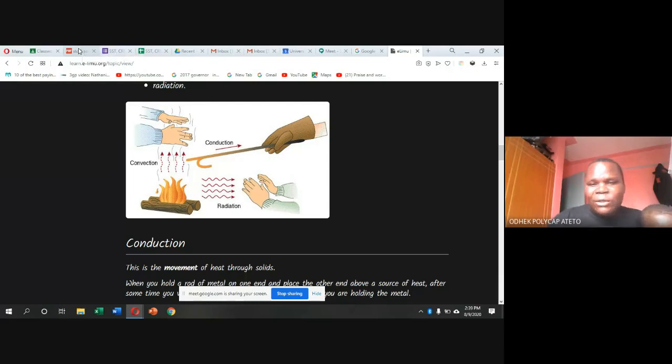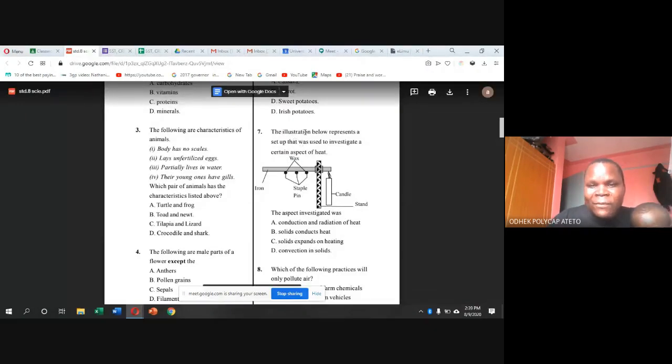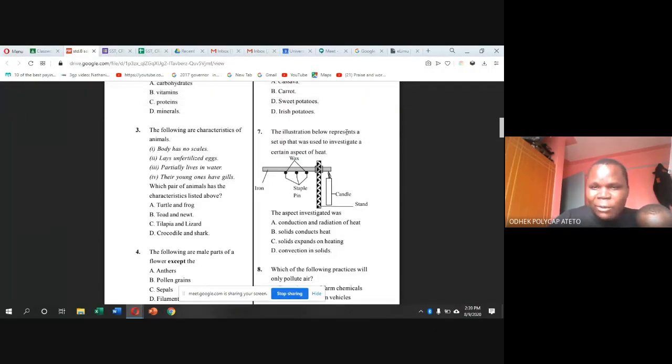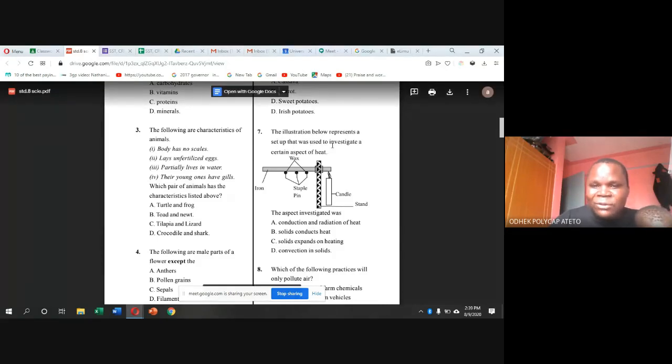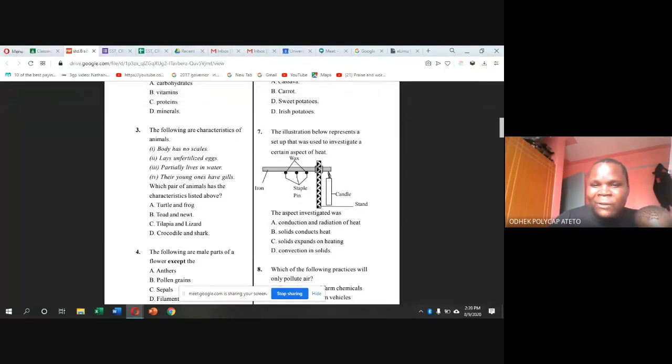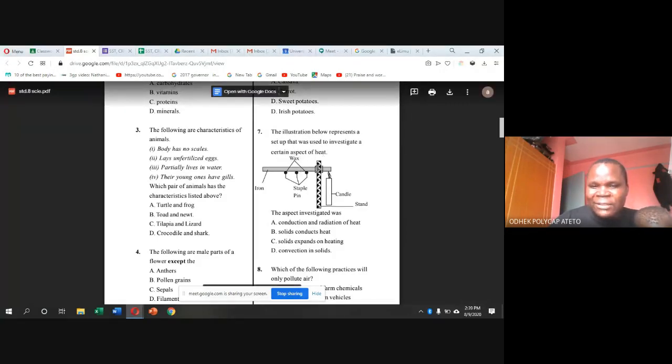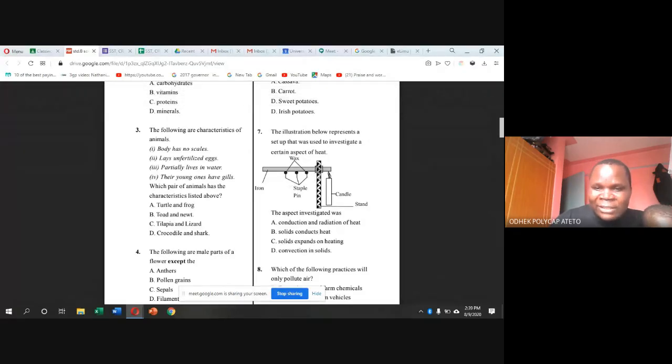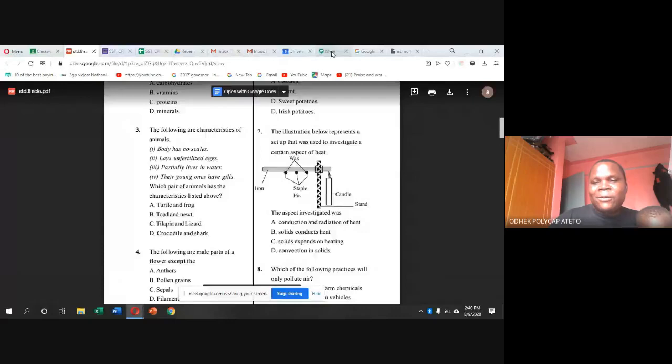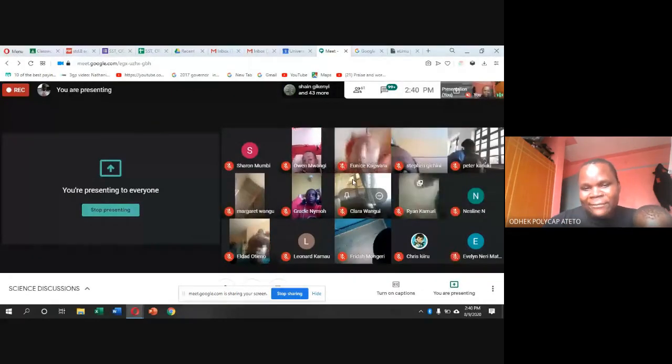Now, when you get a question like this, number 7, the illustration below represents a setup that can be used to investigate a certain aspect of heat. Now, this one was tested in 2018 or 2017, where the cardboard was there. So this is a KCP question. Can somebody just tell me why this stand was placed between the candle here? Write it in the chat. The reason why that cardboard was there.